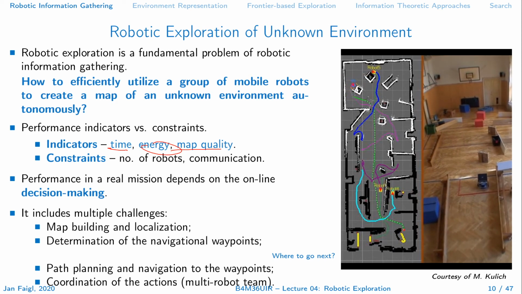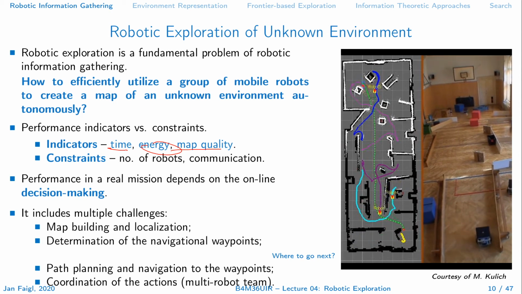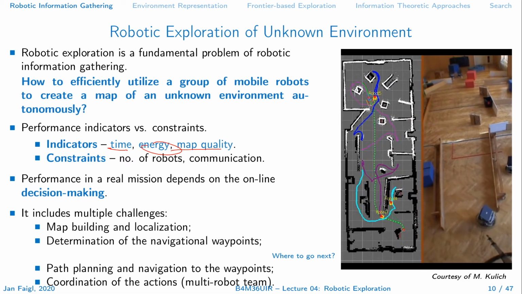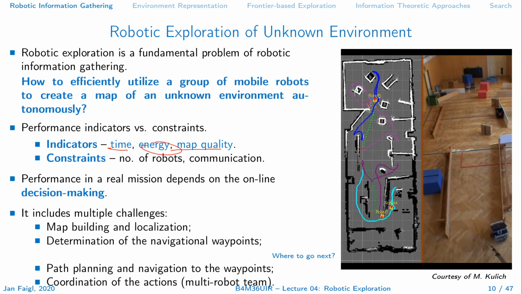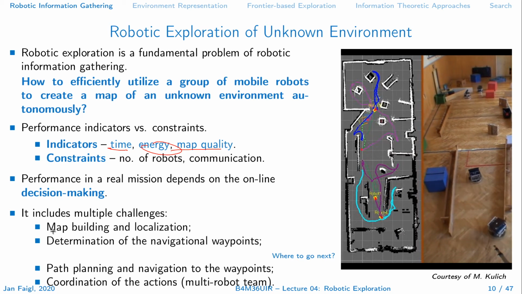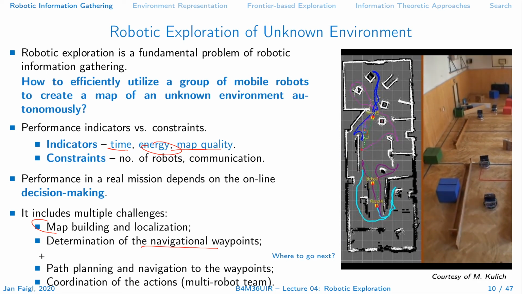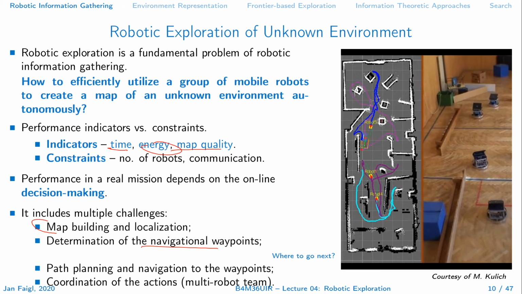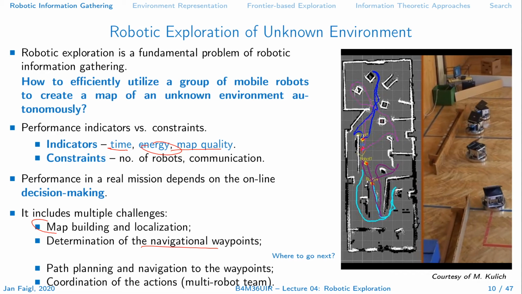The performance in a real mission depends on online decision making, because there are these sources of uncertainty, and it's not sure whether the robots will perfectly follow the plan. So it's necessary to consider the data collected and in situ decision making. We also need to address map building, determination of navigation waypoints, where to go next, coordination of actions, path planning, and navigation to the waypoints. We will partially cover this in the following slides.